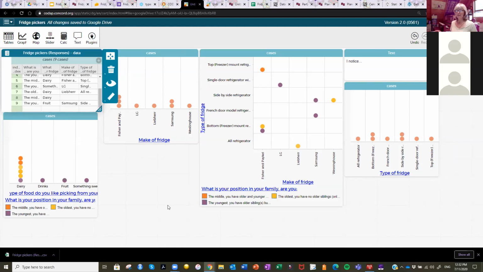So I've made a few graphs here. I've got one that just shows the make of fridge, and one that just shows the type of fridge. And then on this one here, I've actually put make of fridge on one side and type of fridge on the other, and I can see the connection between the two. So for example, if I go back to our predictions that we had, I can see the most common is Fisher and Paykel and bottom mount.